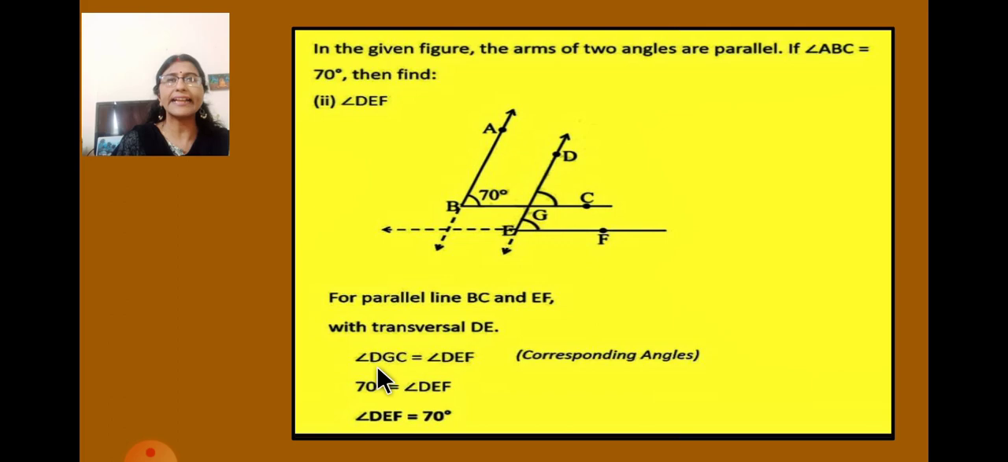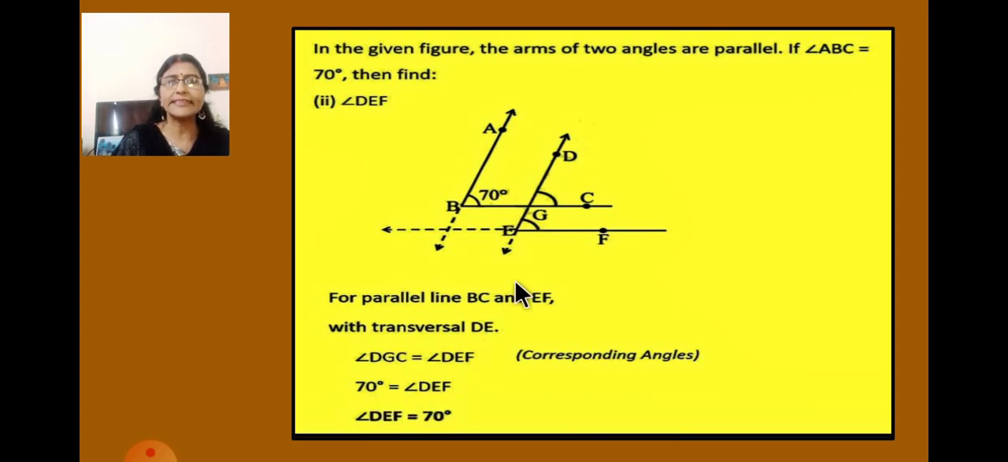Now we will write angle DGC is equal to angle DEF. That means this angle is equal to this angle. They are again corresponding to each other. So they are corresponding angles. And just now we have got angle DGC is also equal to 70 degrees. So we'll substitute the value here, 70 degree.